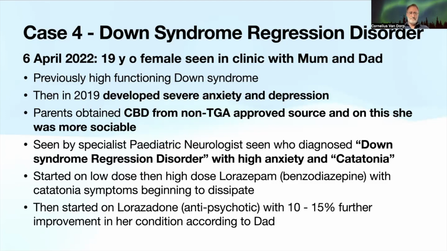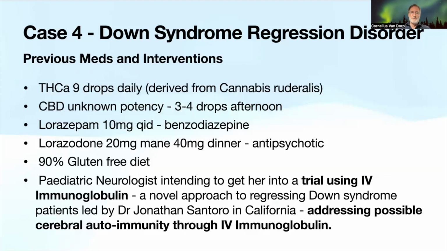But then she was seen by a specialist pediatric neurologist who diagnosed Down syndrome regression disorder with high anxiety and catatonia. Catatonia is where she gets so anxious she just seizes up and nobody can get through to her. She's just sitting there, and even if you hit her over the head, she won't respond to anything. So she was started on low dose, then high dose lorazepam, 10 milligrams twice a day, and then 4 times a day, then lorazepam with an antipsychotic, with maybe a 10 to 15% improvement.